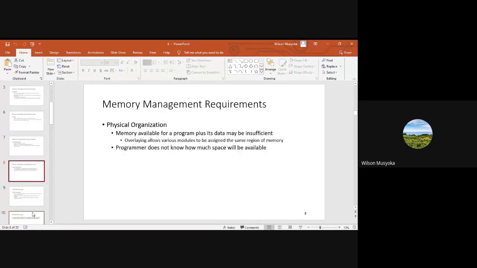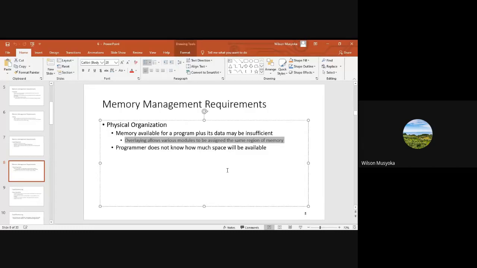Another requirement is about physical organization. Here we are looking at the physical memory location. Memory is available for a particular program and the data which that program is working on. If this data is huge, or cannot be held in this particular memory location, then you need another location where this data can be stored. That is where we bring about the concept of overlaying.